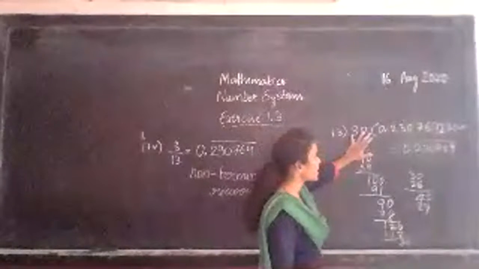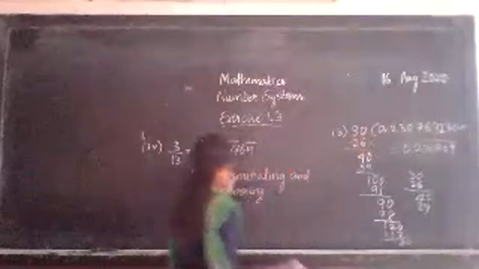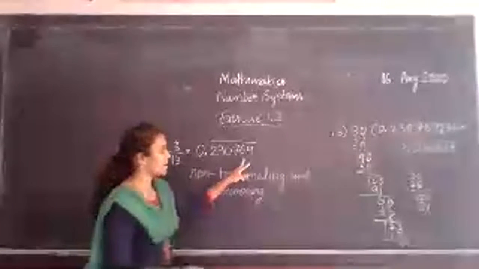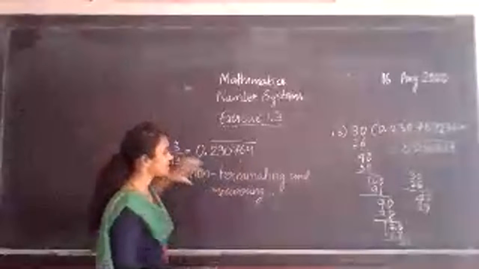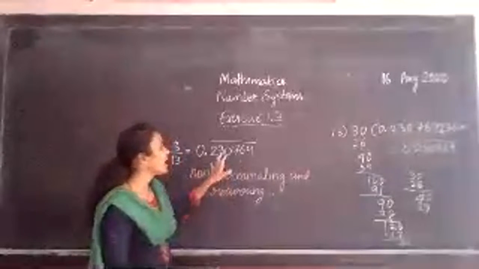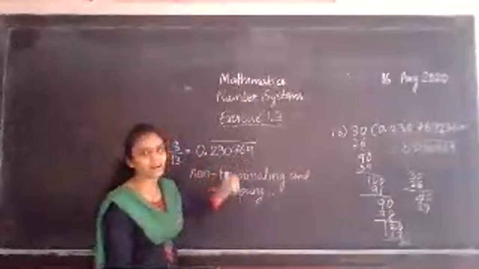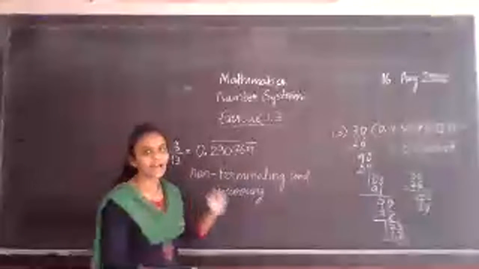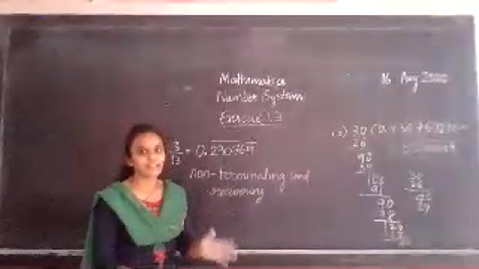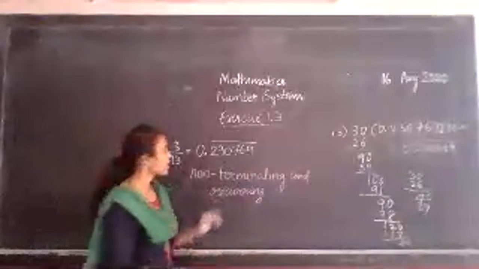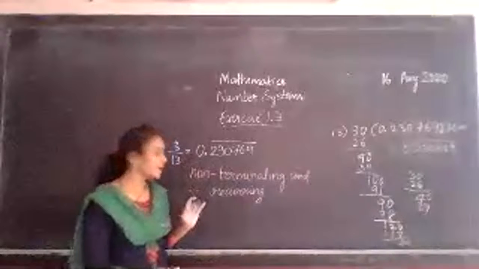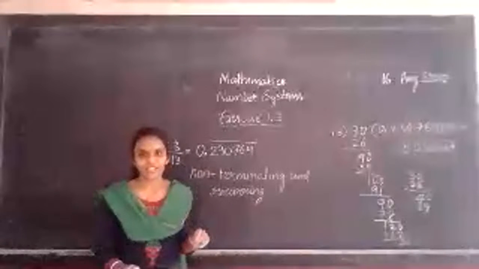Therefore, see here, how many digits are recurring? 6 digits are recurring. Therefore, this fraction is a non-terminating and recurring number. Here there are 6 digits that are recurring. You can have up to 9 recurring digits. So this is the value of 3 by 13 and this is a non-terminating and recurring fraction.